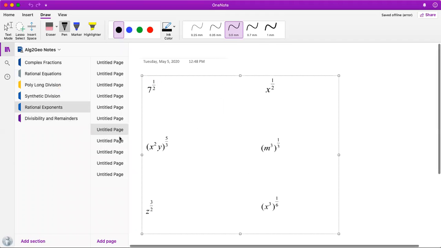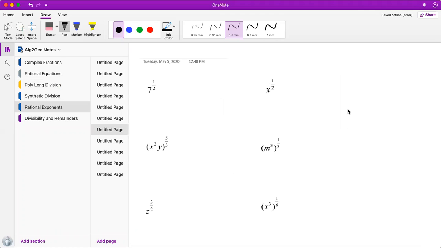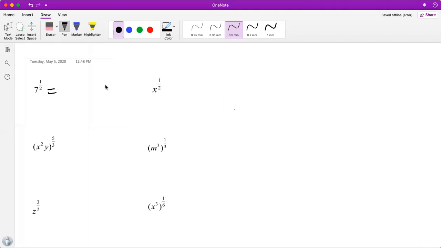So here's a bunch more examples, which I'll run through. They're not going to take that long. So we saw before that a 1/2 power is like a square root. So this is just the square root of 7. Again, the index is 2, which is assumed, and the power is 1, which is assumed. So I can just write the radical 7. Exactly the same thing here, but now the radicand is x.